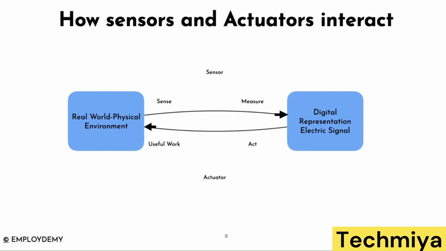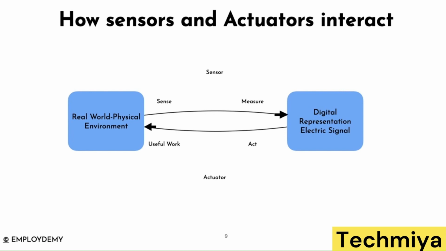Now coming to an actuator, it is vice versa. You get the digital representation or the electrical signal, and based on that you act to do a useful work in the real world physical environment. Say for example, you need a DC motor, like in automatic doors. If the sensor detects a human coming forward, it takes that physical environment signal, converts it into a digital representation and gives it to a microcontroller. Then the microcontroller acts on it. It uses a DC motor to open the door, or you can say AC motors to open the automatic doors.